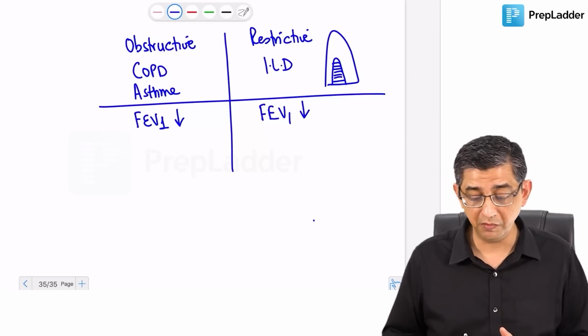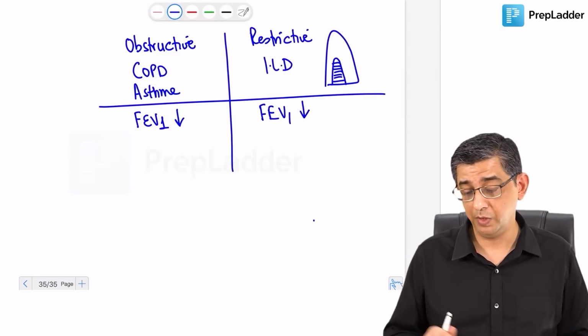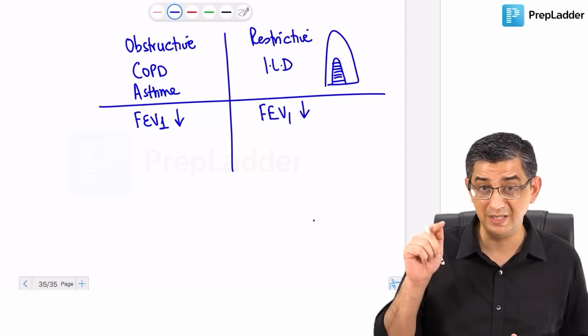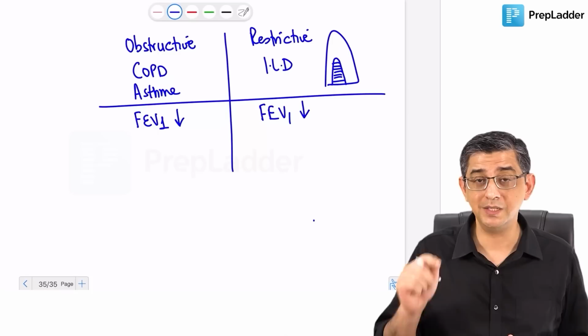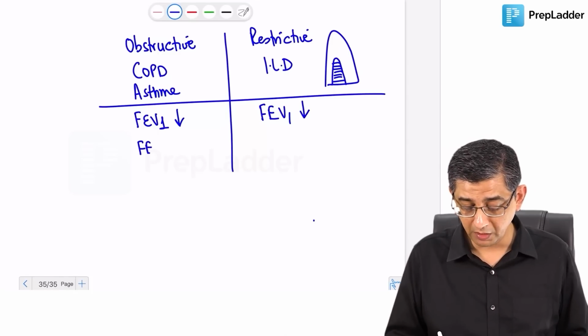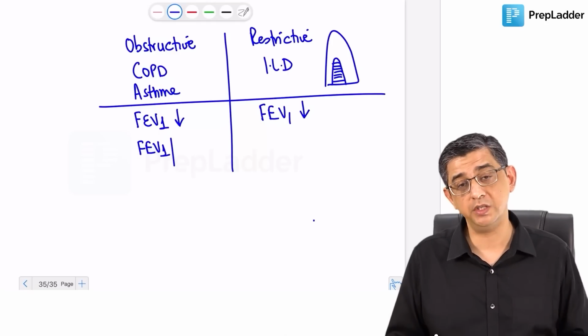So the reason why FEV1 is lesser in asthma is explained by the bronchospasm component. But on the right hand side, for restrictive lung disease, guys, you need to appreciate that FEV1 is lesser because it's a smaller lung. Therefore, FEV1 alone cannot differentiate between obstructive or restrictive lung disorder.